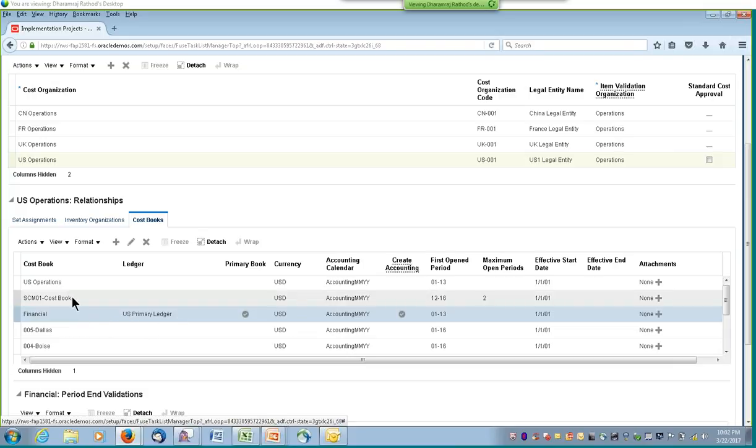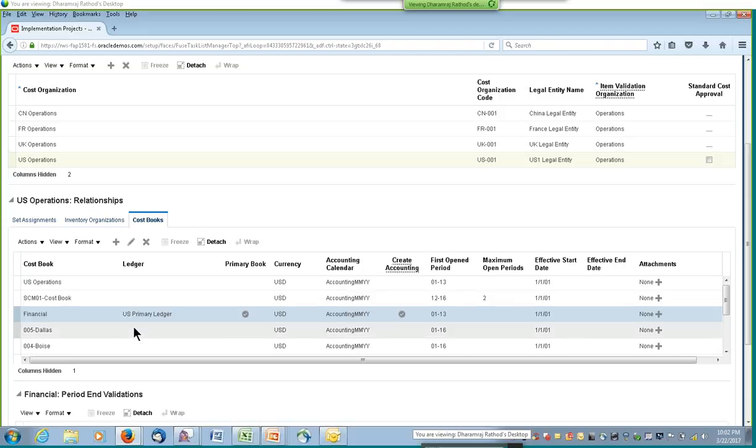There could be ledgerless books. So you see US operations, you have Dallas, you have Boise, and SCM 01 cost book. They are ledgerless. They do not have any ledger. That means it is only for reporting purposes and internal to cost accounting applications. You could run the cost processor in context of US operations cost organization, and let's say Dallas as one of the cost books. It will go calculate the cost, and it will be there in the cost accounting application. It will not be transferred to GL because it's not a ledger book. It is a ledgerless book.